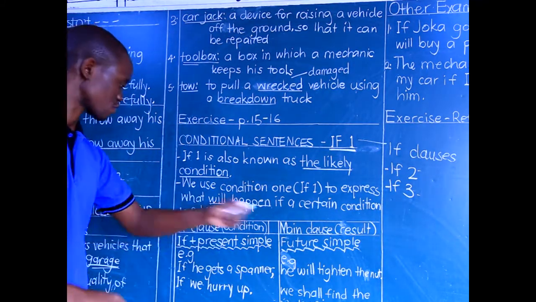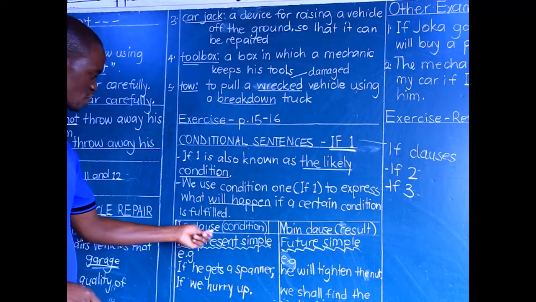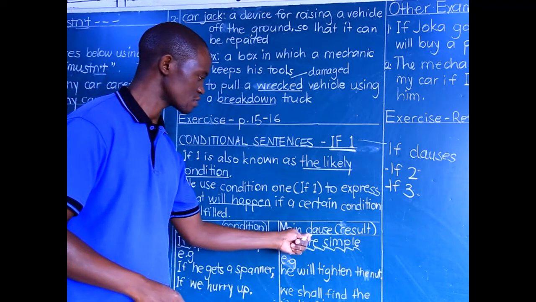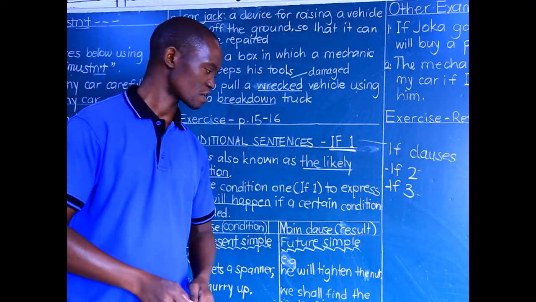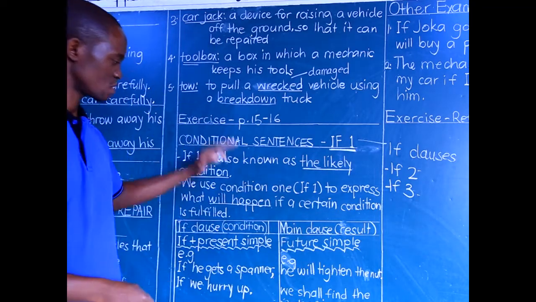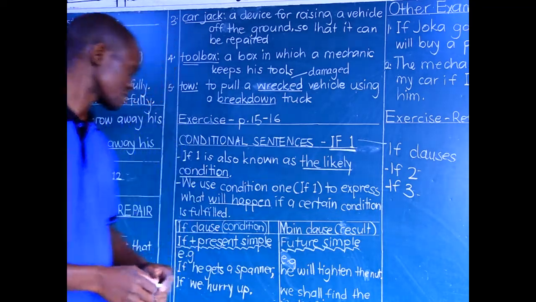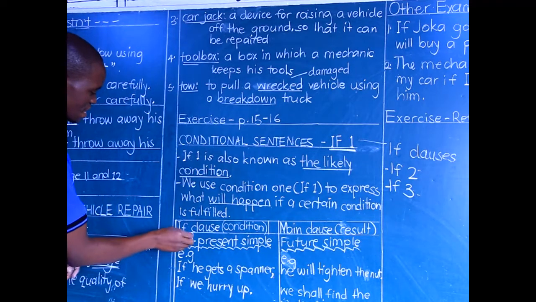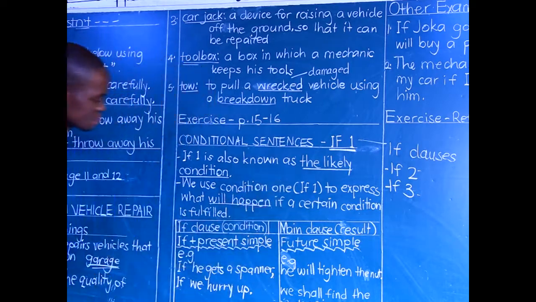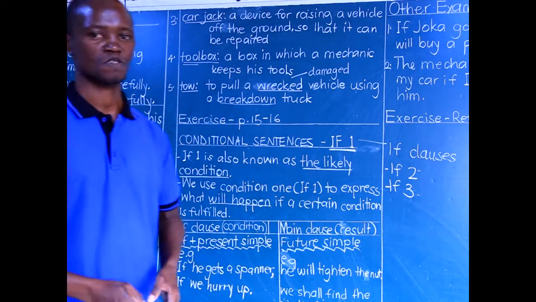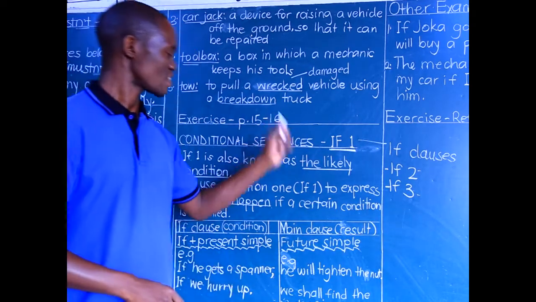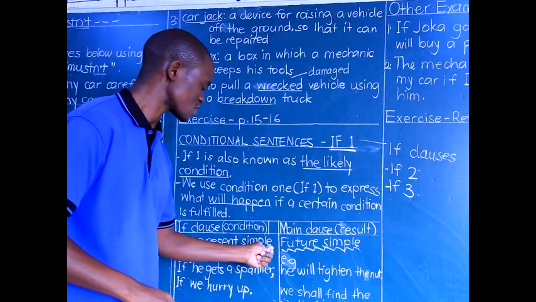A clause is that part of a sentence. So we have the if clause, which shows the condition, and the main clause, which will be showing us the result. What will happen if this condition talked about this side is fulfilled? So the if clause has if plus the present simple tense, what the teachers call the present simple. The if clause of if 1 has if plus the present simple.